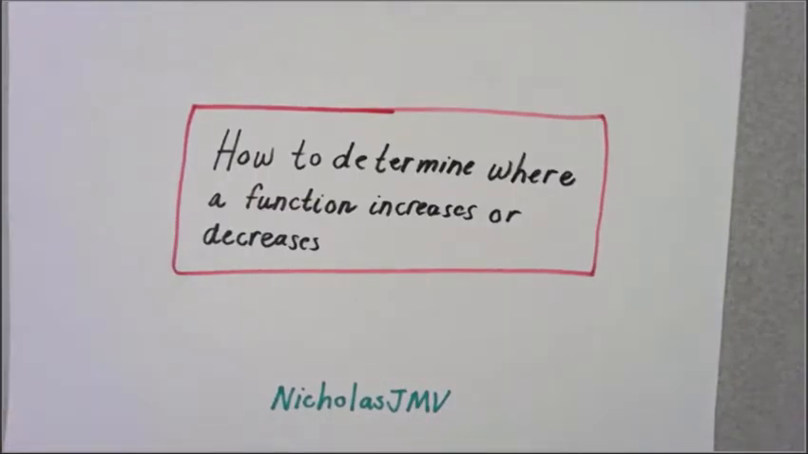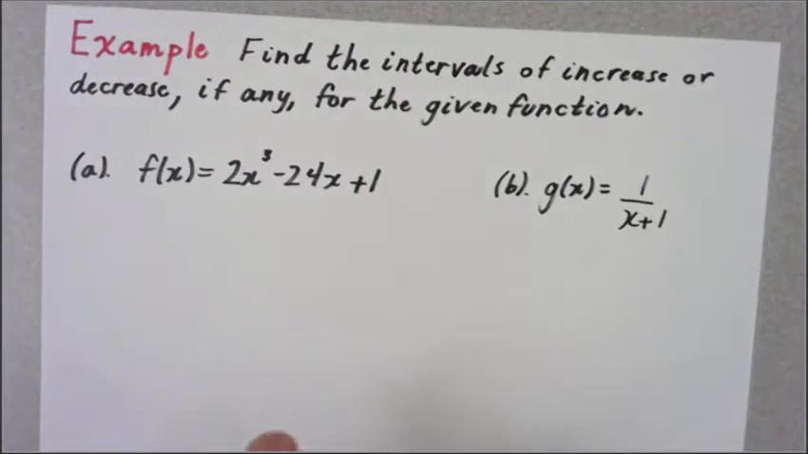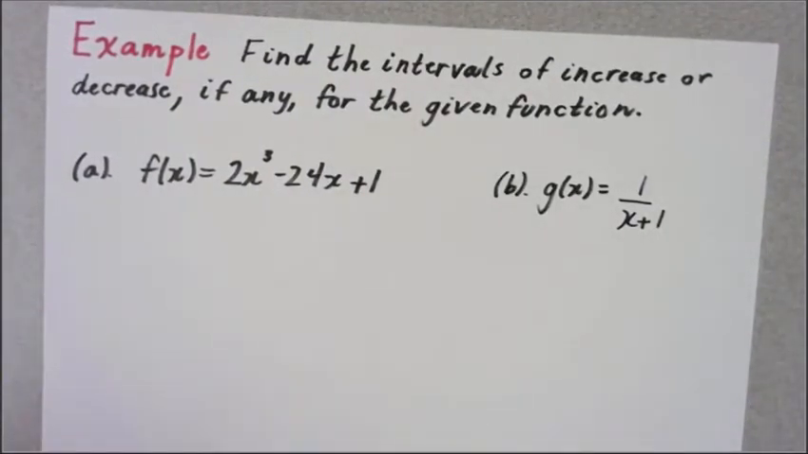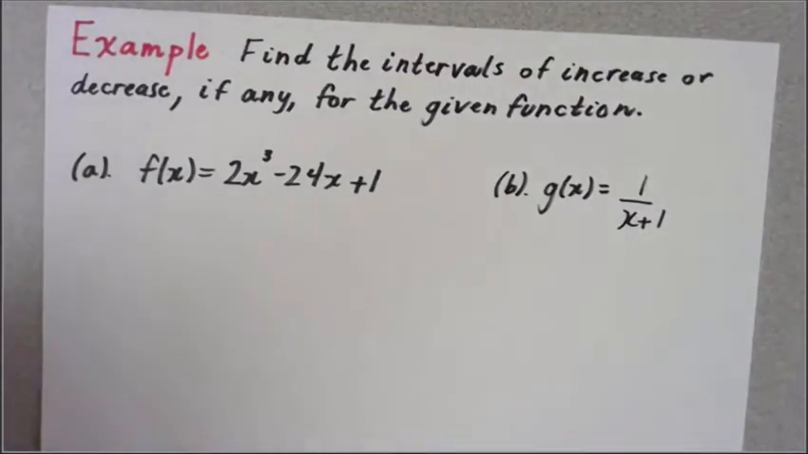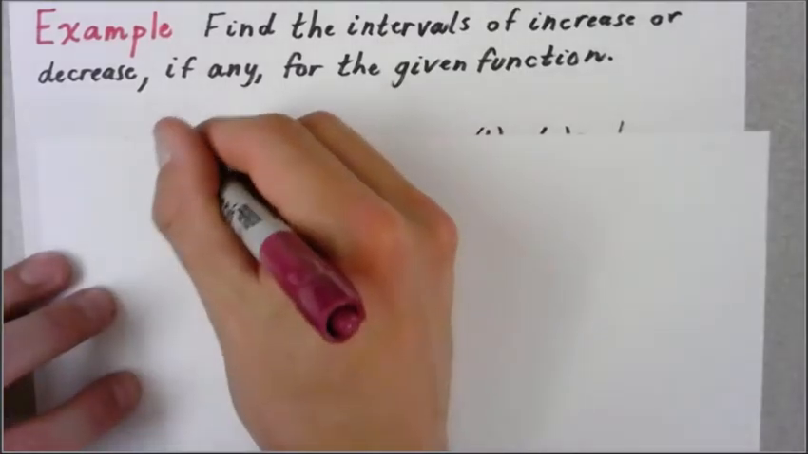Before we get started on our examples, there are a couple of things we need to clear the air with and make sure we understand before we do these problems. There are two examples we're going to do. But before then, in order to help us determine if a function increases or decreases, we're going to look at the critical values.